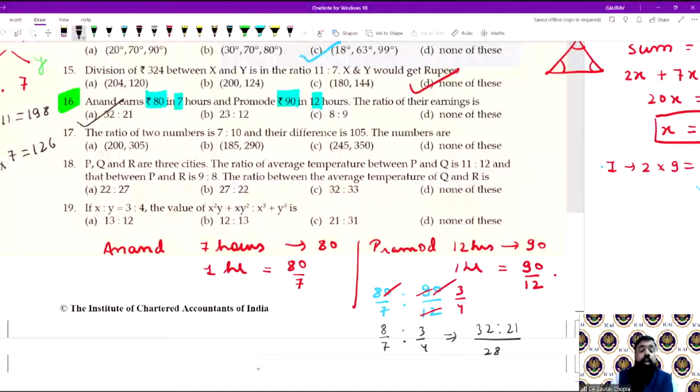Option number A. So simply, we see that the earnings of two persons are given, but the time period is different. So that is why they are not comparable.